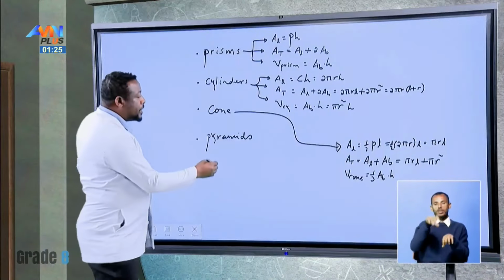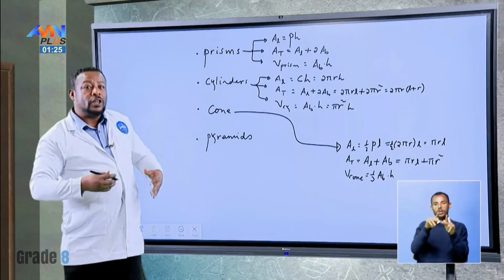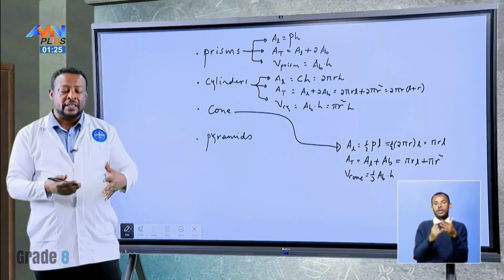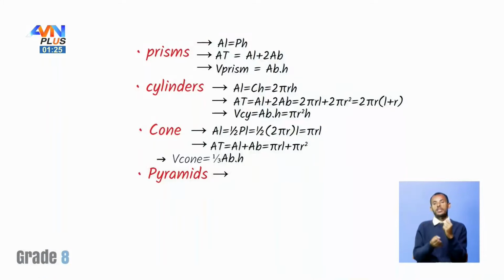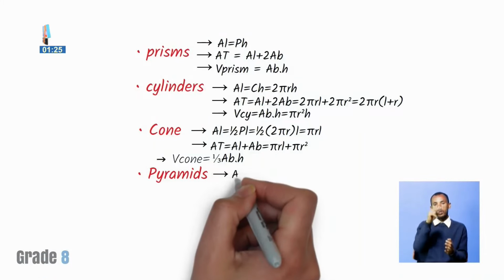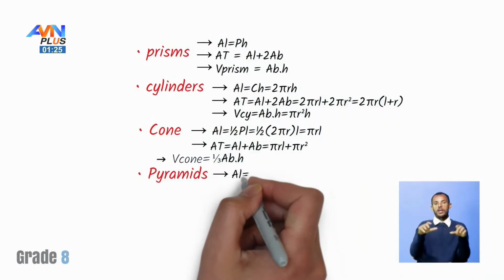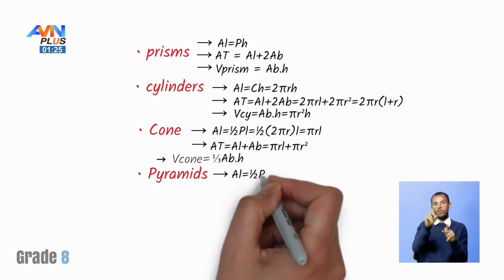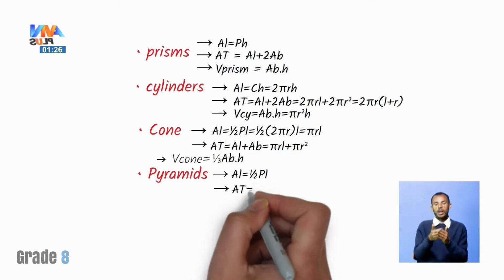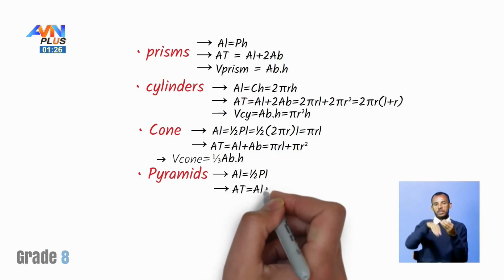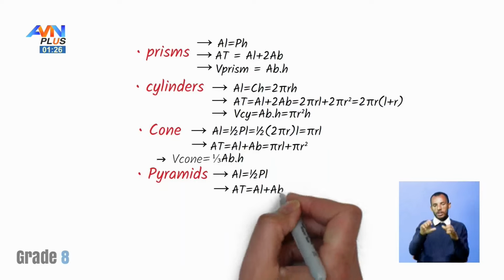So a pyramid, as you all know, is a solid figure with triangular faces, but the base can be any polygon. For a pyramid, you can use these formulas. The lateral surface area of a pyramid is half of the perimeter of the base times the slant height. The total surface area is the sum of the lateral surface area plus the area of the base.